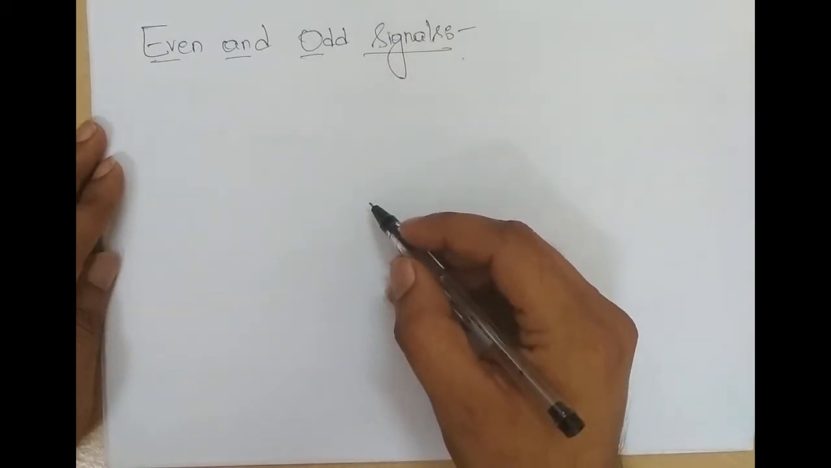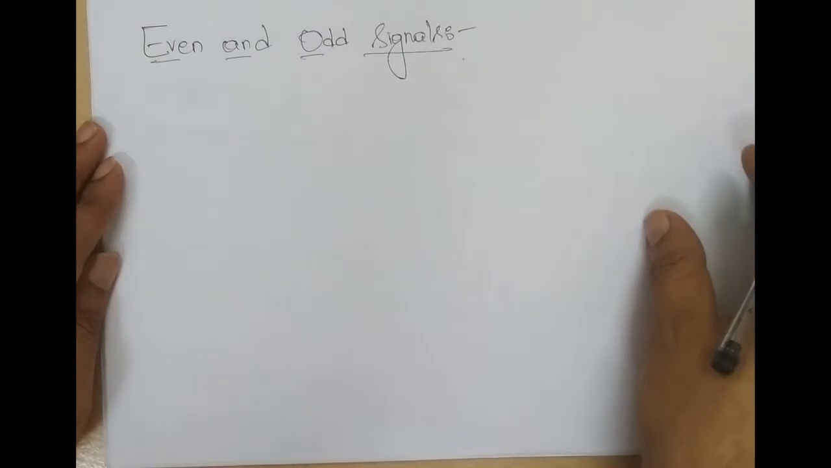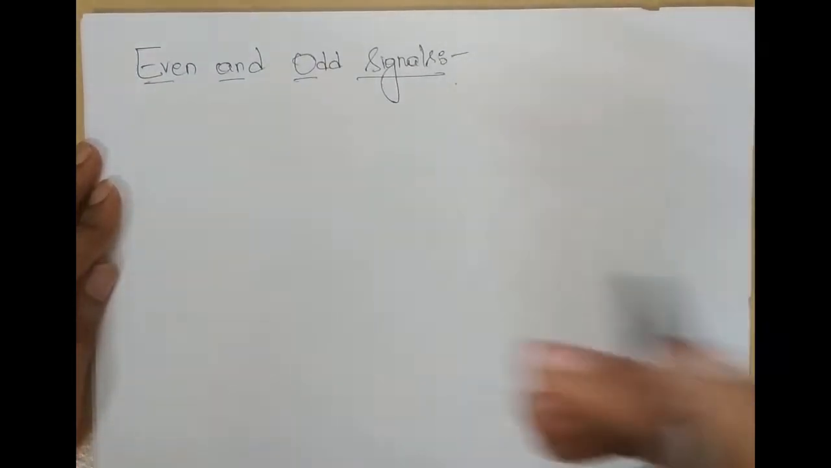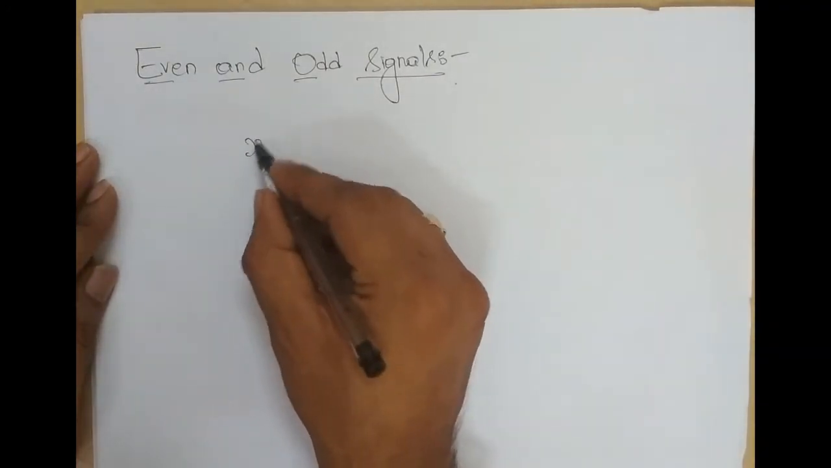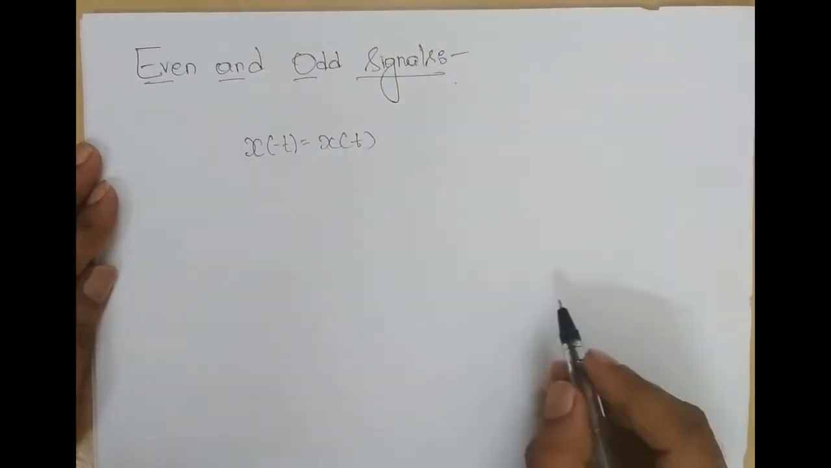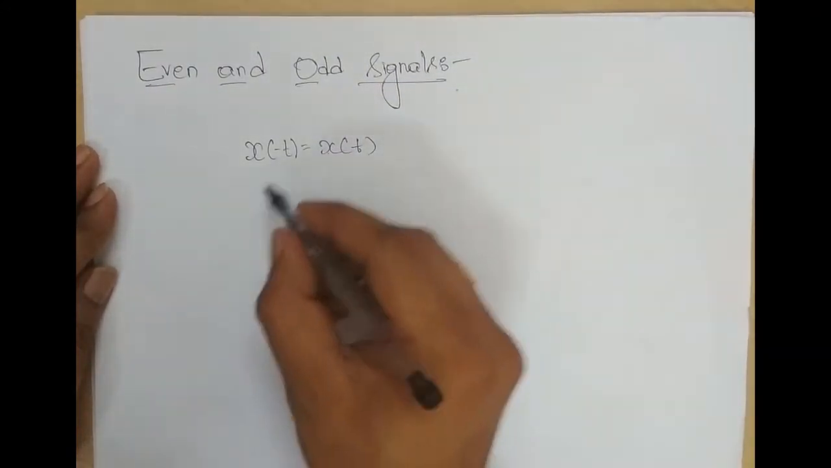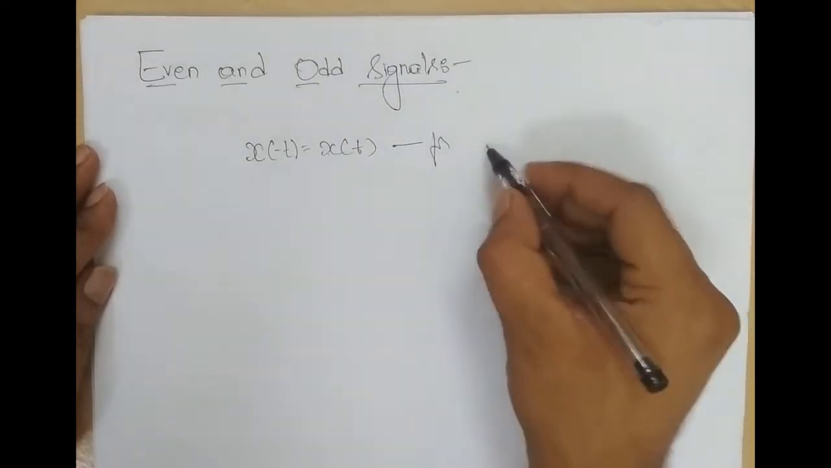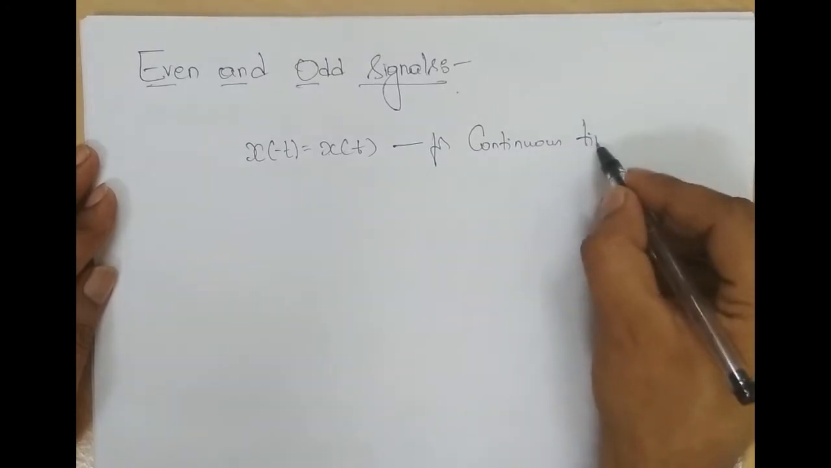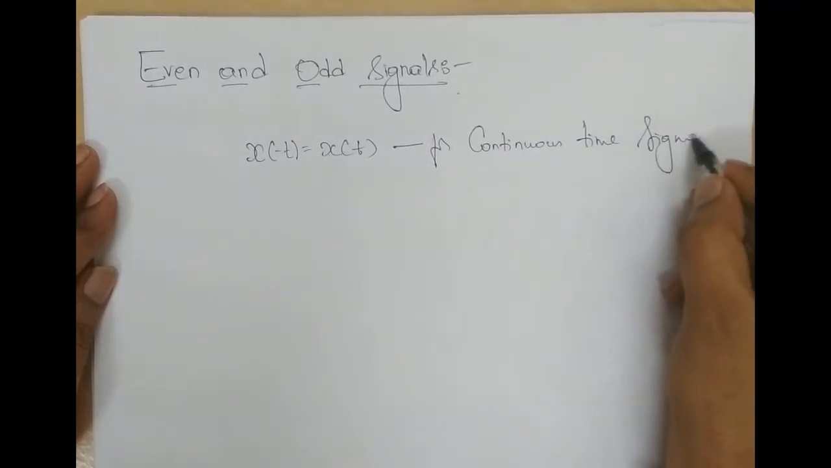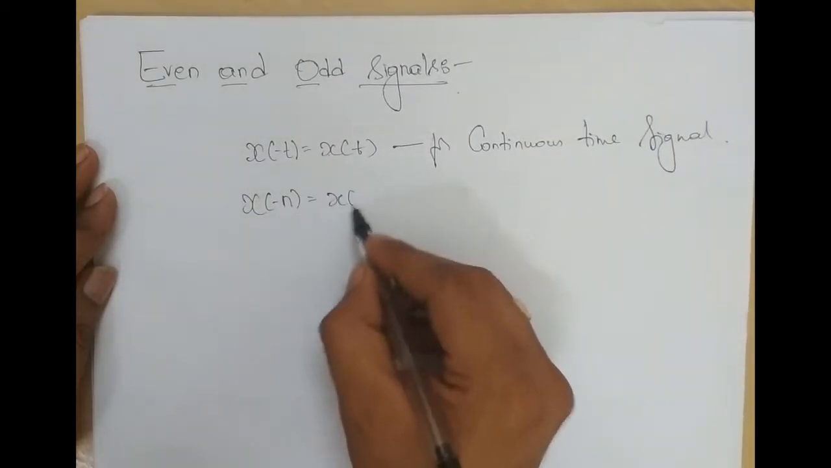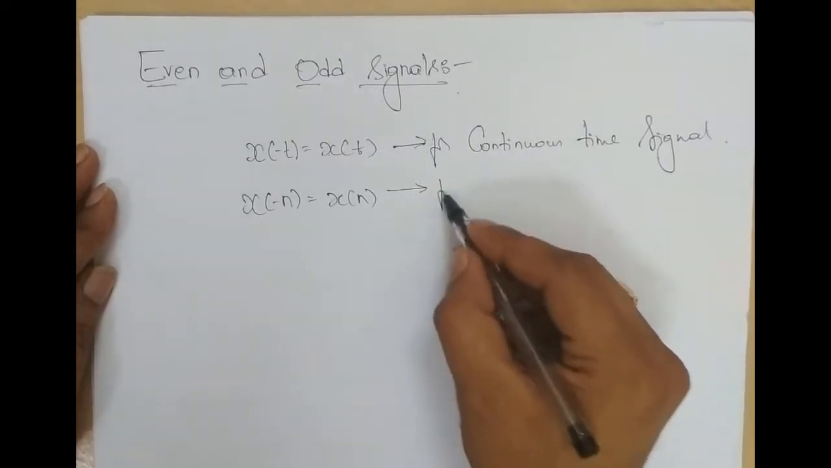Okay, so what is an even signal? A signal is said to be even if a condition is satisfied. What was the condition? X of minus t is equal to x of t, right? If the signal is even, this condition has to be satisfied. This is for continuous time signal, right? And what about for discrete time signal? X of minus n is equal to x of n. This is for discrete time signal.